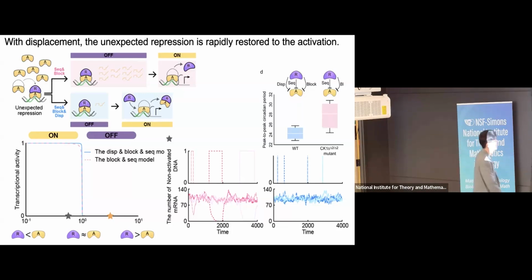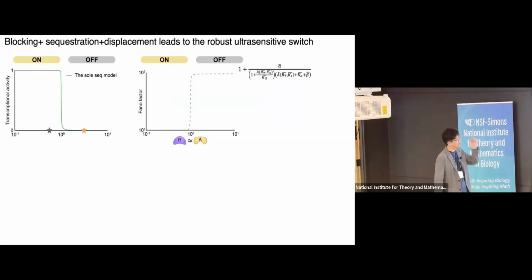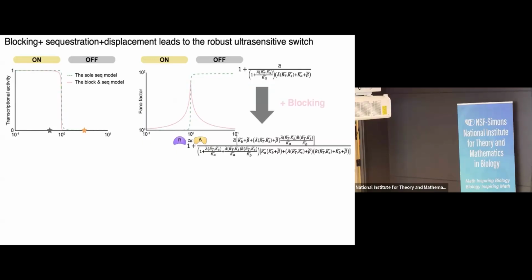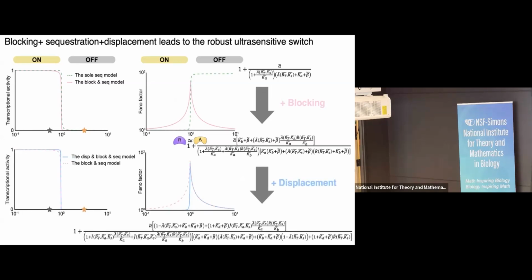Indeed, if one of these mechanisms is mutated, you can see that the peak-to-peak circadian period variation becomes much higher, so our oscillator becomes really unstable. Indeed, this three-way combination is critical. And then we did some calculation for the Fano factor. If we have only sequestration, we have extremely high noise at this on phase. But if we add blocking, we can reduce it here quite a lot, but as a payback we get an increase here. If we add displacement, we get a completely good result. But still, here is a little bit sad. So hopefully someone can reduce this further. That would be great.